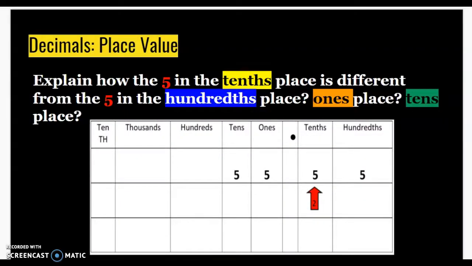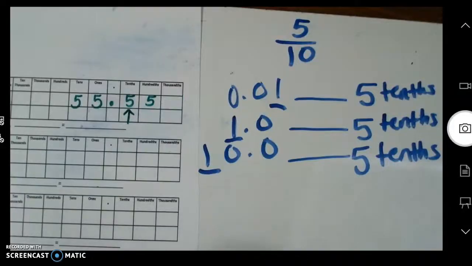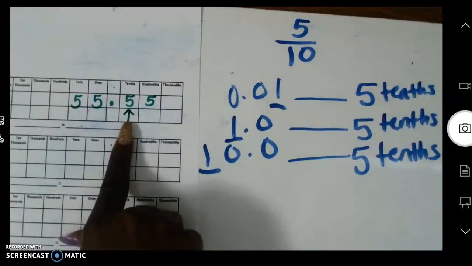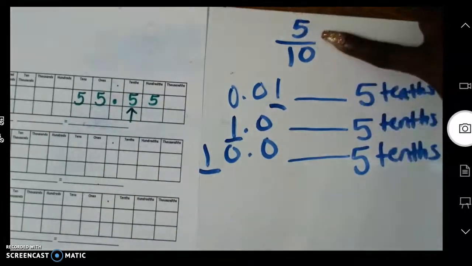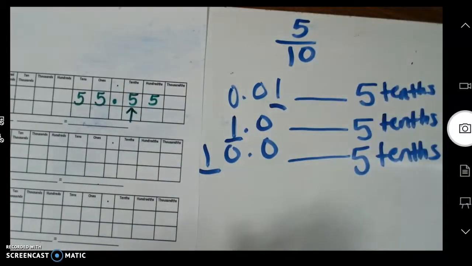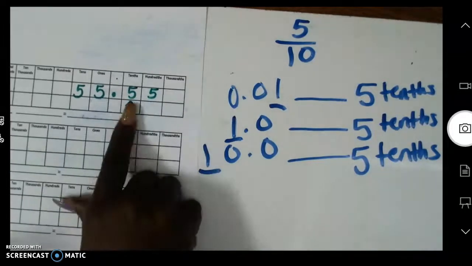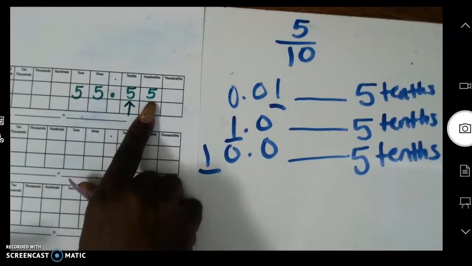Explain how the 5 in the tenths place now is different from the 5 in the hundreds place, then the ones place, and finally the tens place. So again, we're going to compare the 5 in the tenths place now, which looks like this, 5/10. And we're going to compare that now to the place value to the right, which is hundredths.